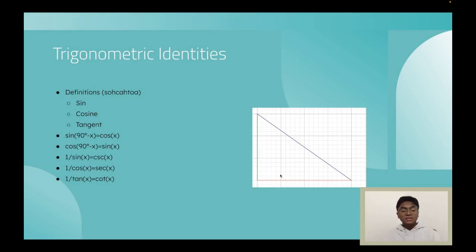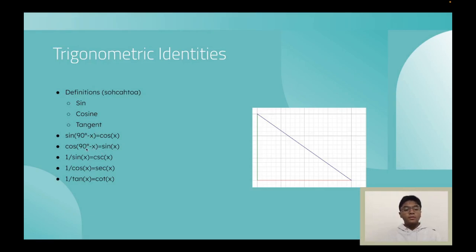And then the next thing to know is these, I guess, complementary identities, right? So they don't test this as much as they used to in the paper test. Basically, if you have a given angle, let's say x is like 30 degrees, right? Then sine of 90 minus 30 degrees, so sine of 60 degrees, is equal to cos of 30 degrees.